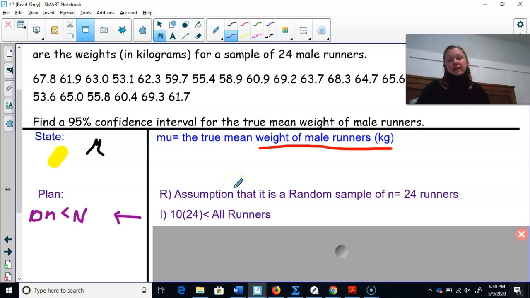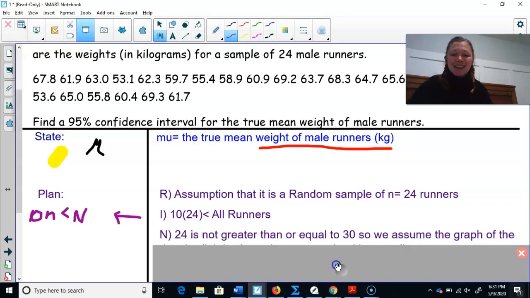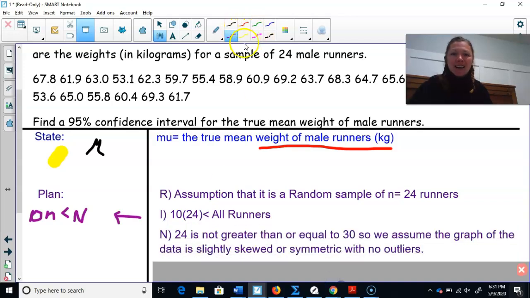The next thing is our N condition. Before, we did this: np has to be greater than or equal to 10, and n times 1 minus p has to be greater than or equal to 10. This time, we don't care about this. This time, there's this magic number 30, and that comes from something called the central limit theorem. We talk about that in AP statistics, why it's 30. We do not talk about that in intro to statistics or regular statistics. You just need to know for the N, we always want to make sure that our sample size is greater than or equal to 30. That's the condition. Now, it is not in this case.